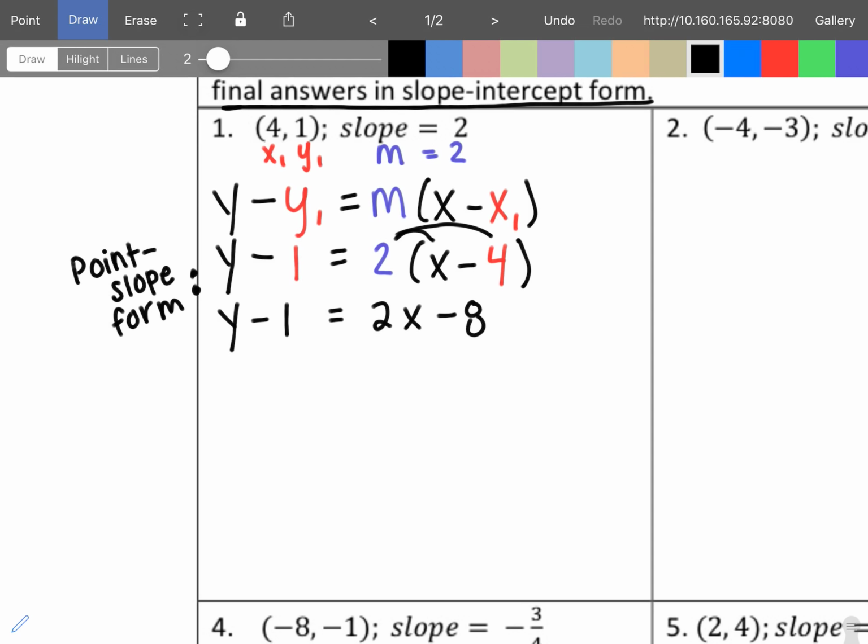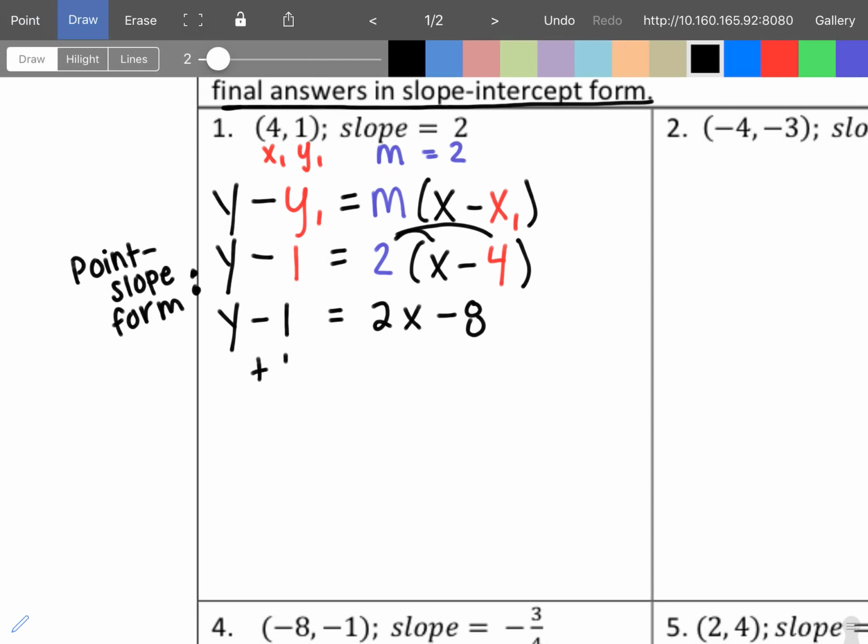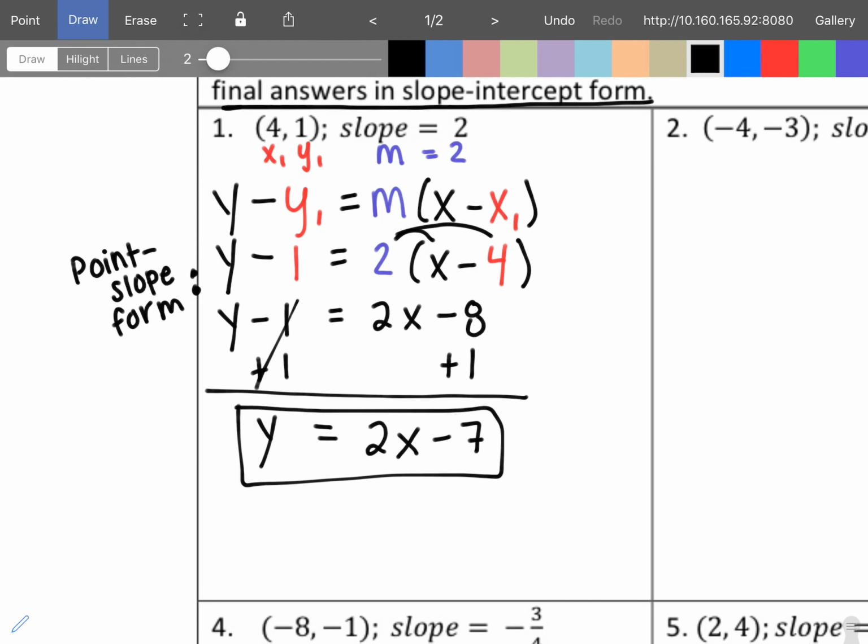Now I can't combine these terms here, but I can move the 1 to this side. So I'm going to add 1 to both sides. Y, negative 1 plus 1, that just cancels, equals 2x. What's negative 8 plus 1? Negative 7. That's in slope-intercept form. That's my answer.